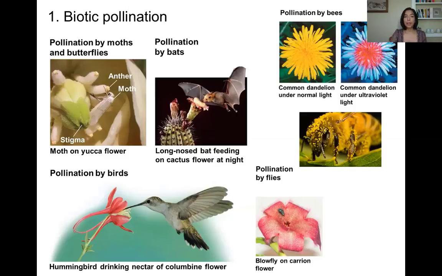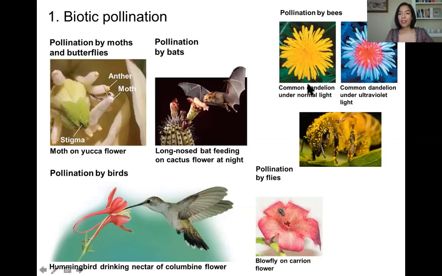Pollination can occur by bats, and same as moths, they are active at night, so they are nocturnal. And in this example, we have this long-nosed bat that likes to eat the nectar from this cactus. This moth that I described just before, it's attracted to some yuccas. So this is the yucca flower. Yuccas are monocotyledons, and we're going to learn in a few slides what that means. But just remember, yuccas are an example of monocots.